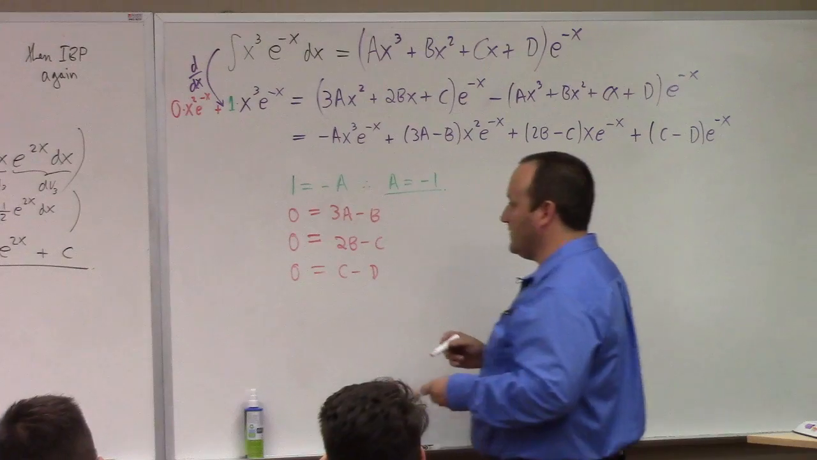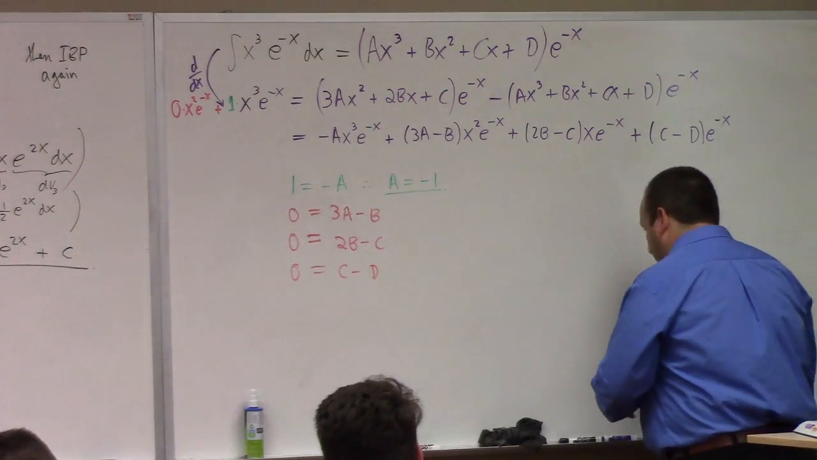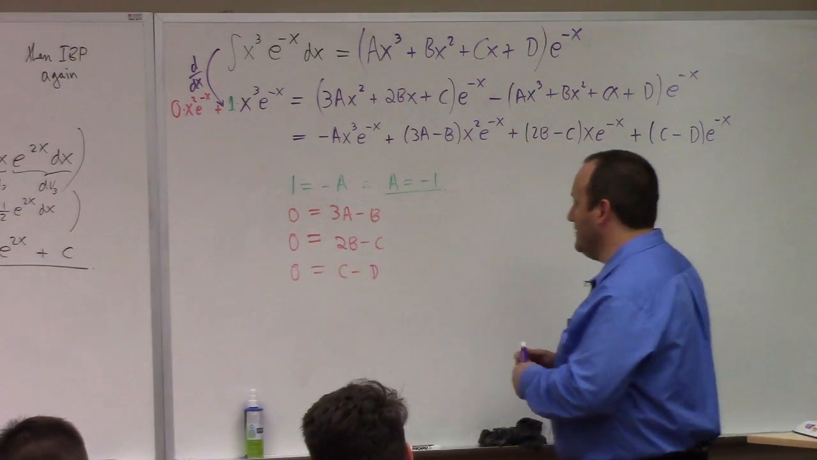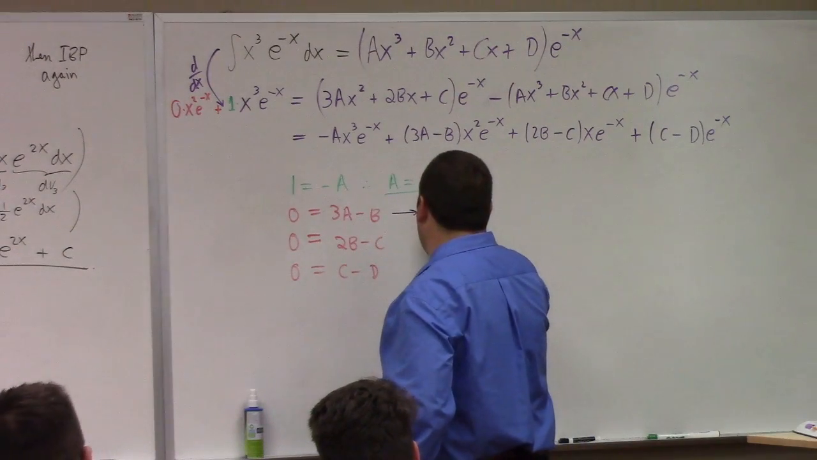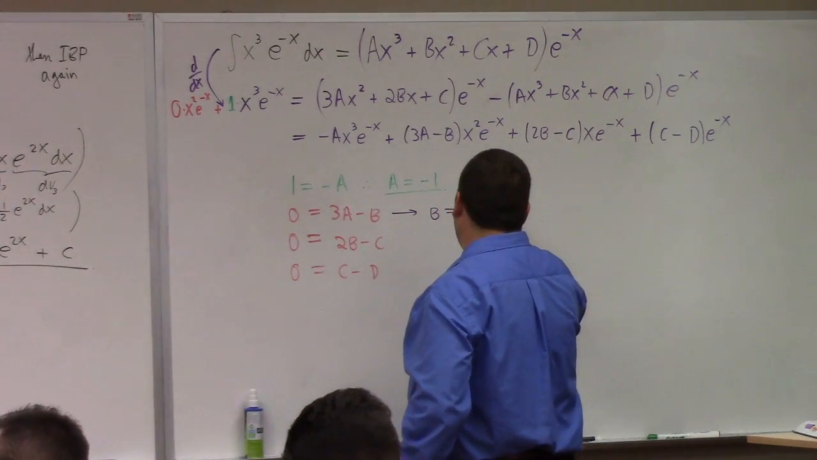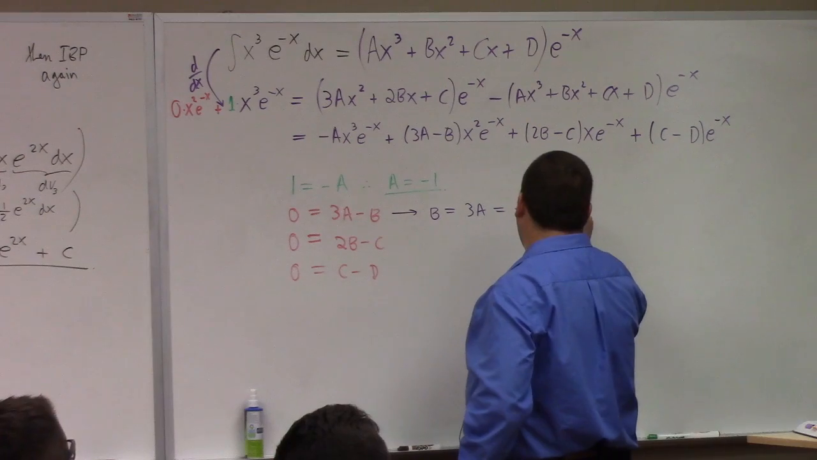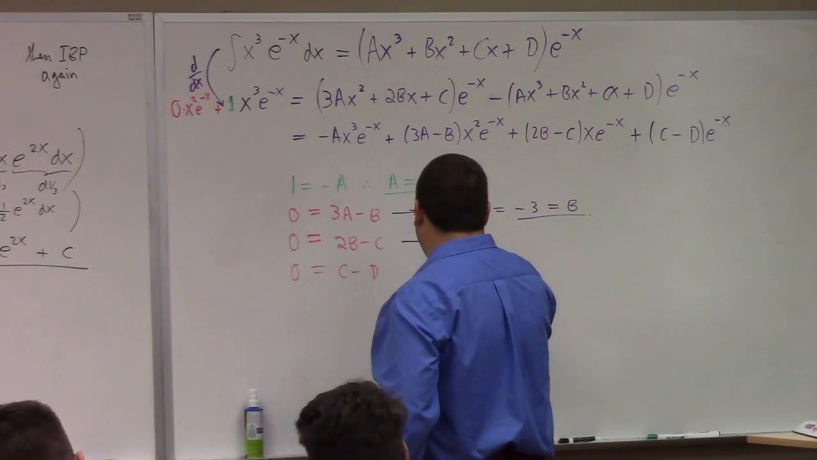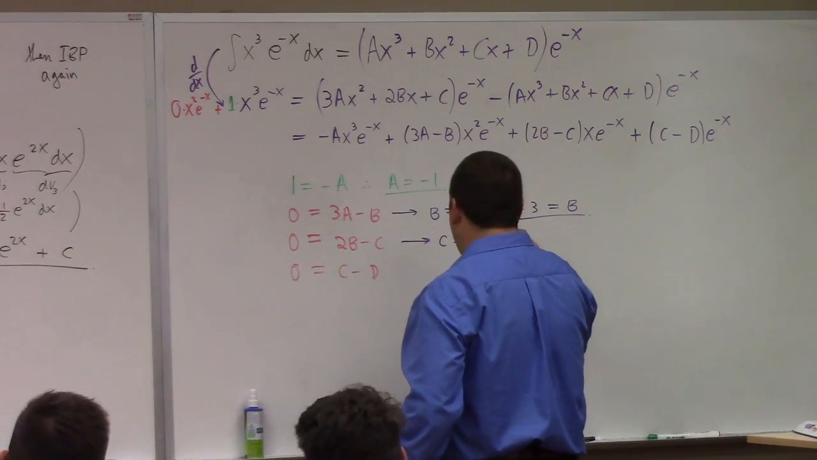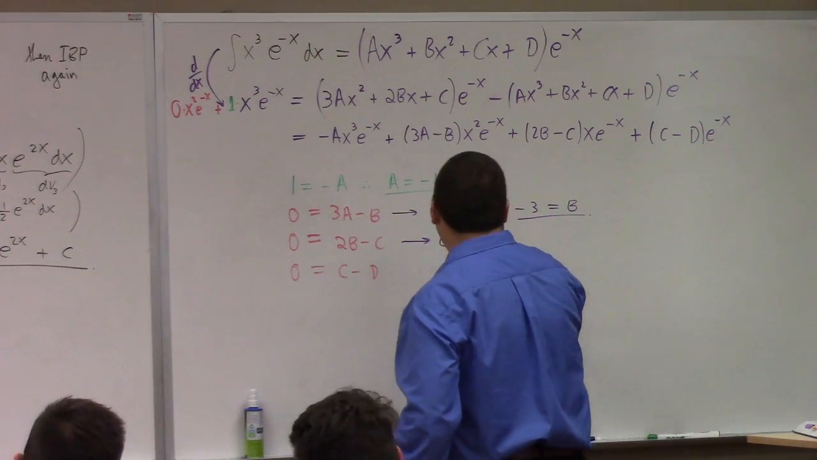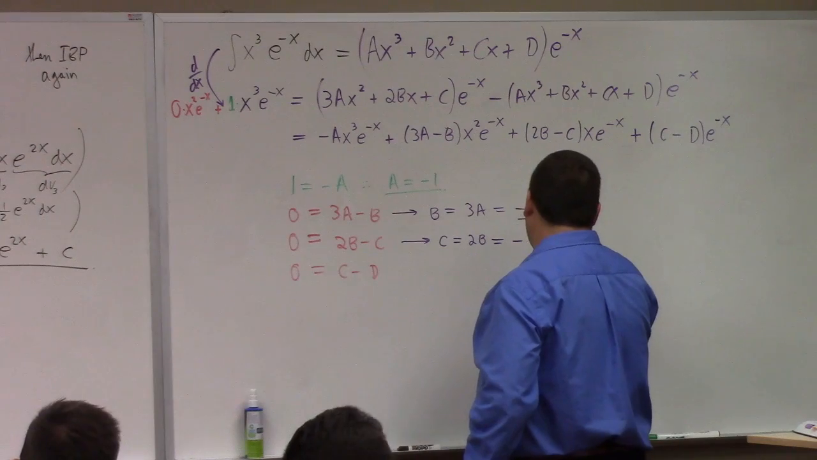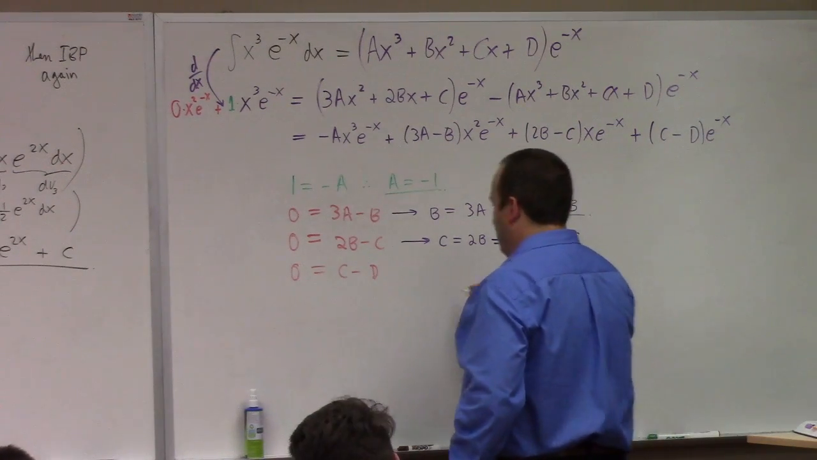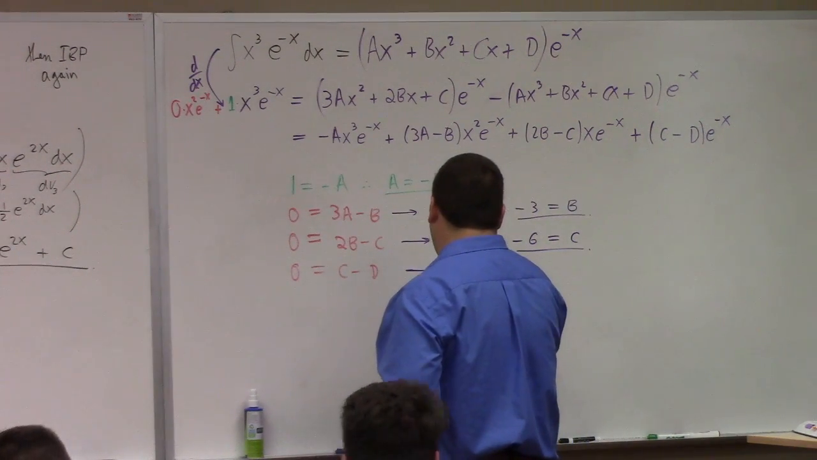So you can solve these equations. You're like, I don't know how to solve 4 equations and 4 unknowns. It's so hard. Not really. These are easy. Let's see here. b is equal to 3a. It's minus 3. I don't know what that voice is. It's just a voice. It's Kermit the Frog. Let's see here. c is equal to 2b. Minus 6 is equal to c, apparently. And d is equal to c.